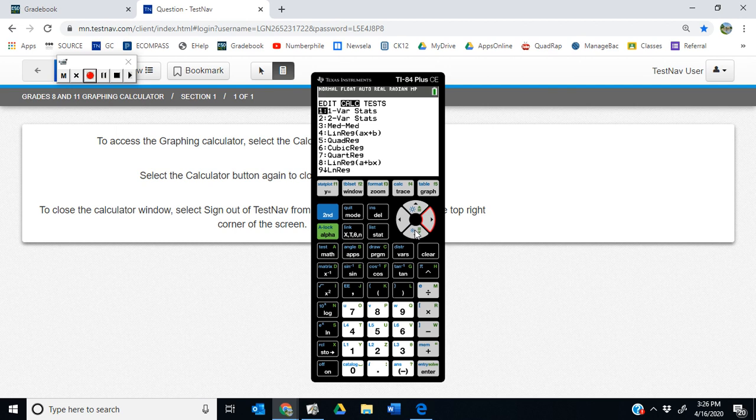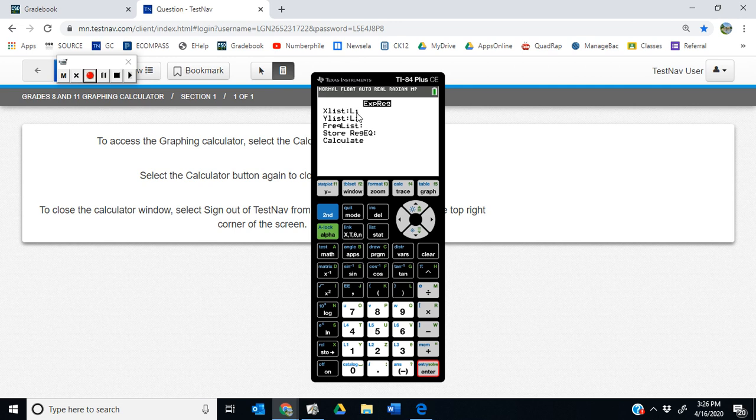And what you're going to have to do is go down to number 10. And that, if you see, is EXPREG, exponential regression is what that stands for. And if you hit enter, it asks you which lists. Now, if you had different lists, say list 3 or 4, you'll need to adjust that.